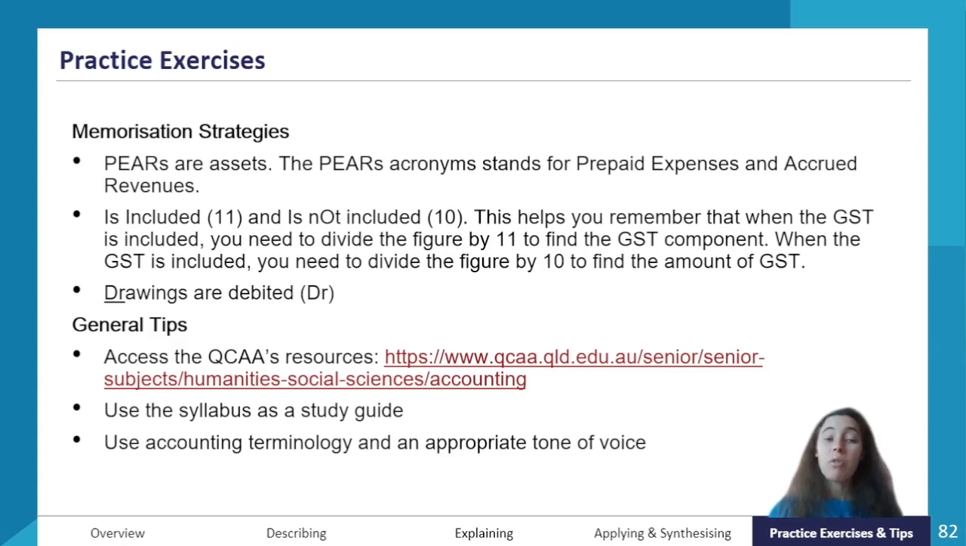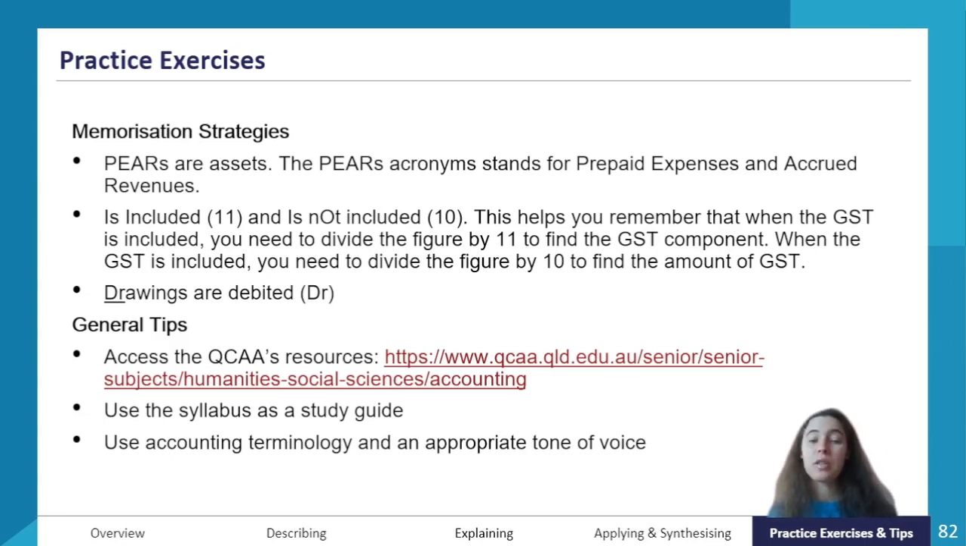And then some general tips. I really recommend accessing the QCAA's resources, and you can go to that link there to go directly to accounting, and you can also access resources for all of your subjects as well. Use the syllabus as a study guide. Anything that's on the syllabus may be on your external exam in the relevant unit and topic for your external exam. And anything that's not on the syllabus, you can't be assessed on.